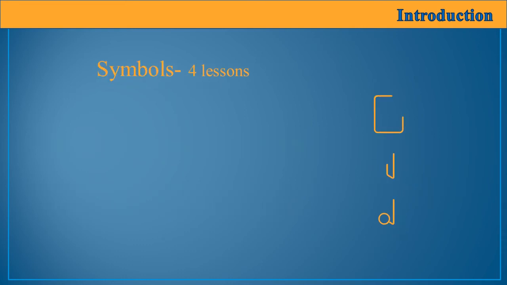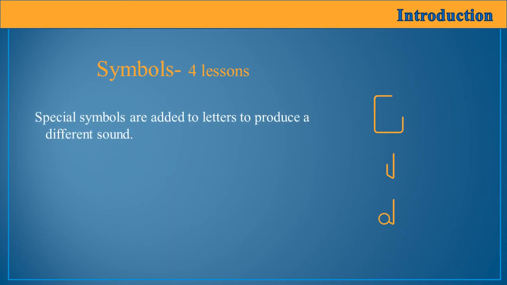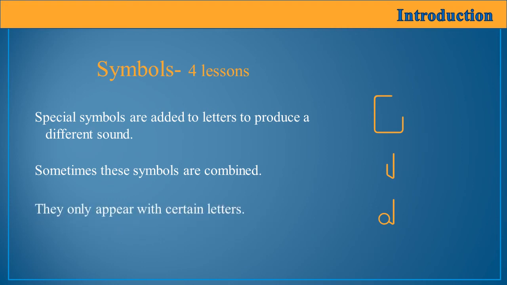Okay, next, over here on the right, you see demonstrated some of the symbols that are used in the language. They're combined with consonants. There are 4 lessons here. They're added to the letters to produce a variation, a little bit different sound. Sometimes the symbols are combined. You actually see that in the symbol on the bottom here. But they only appear with certain letters. They aren't combined with all of the consonants, just some of them. It's not that difficult to learn the symbols.